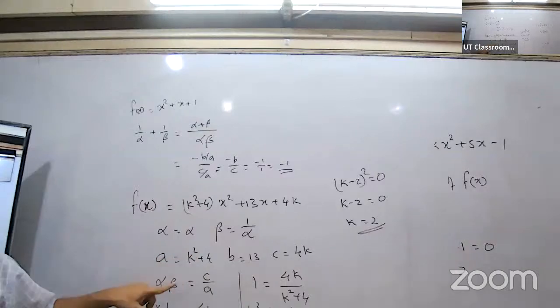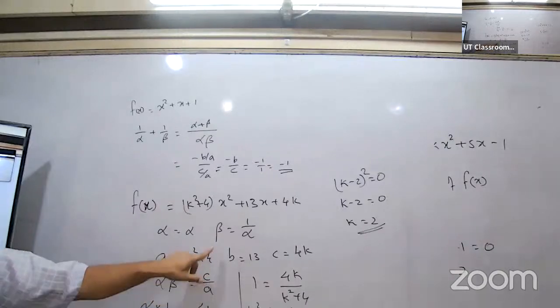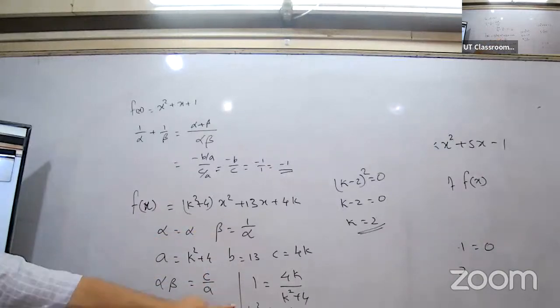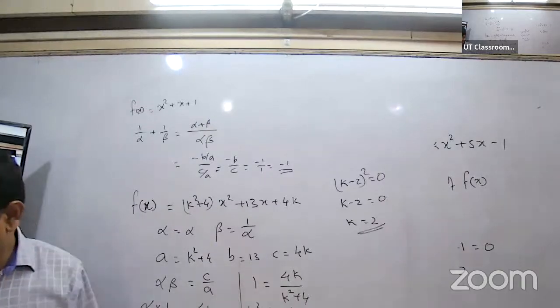Are you followed? Then we took the product of the zeros, because alpha and 1 by alpha will be cancelled now. Then we replace C upon A. Cross multiply. Solve it. This we factorize, K minus 2 into K minus 2.